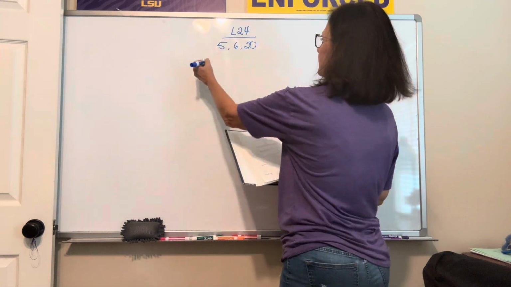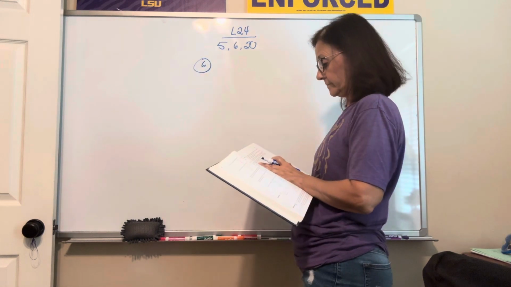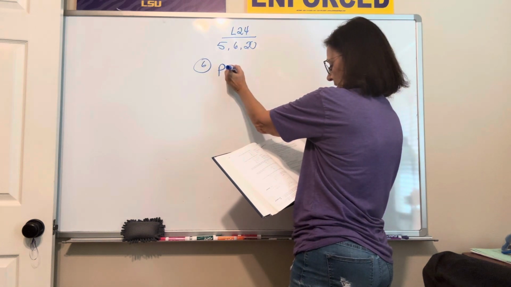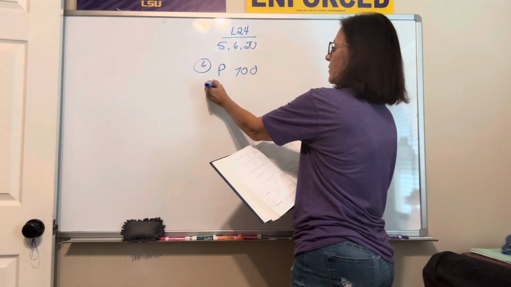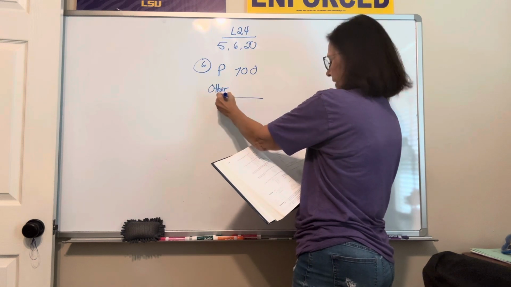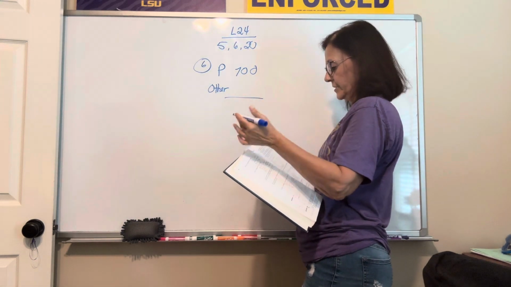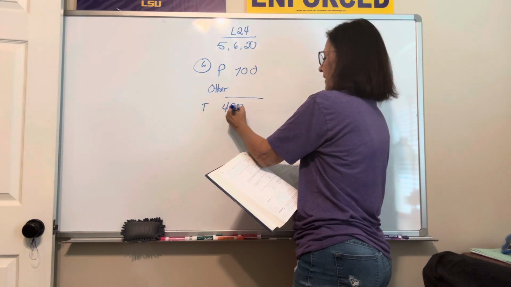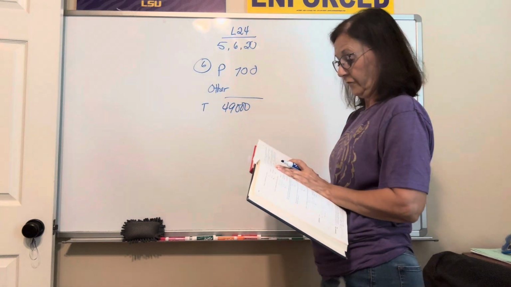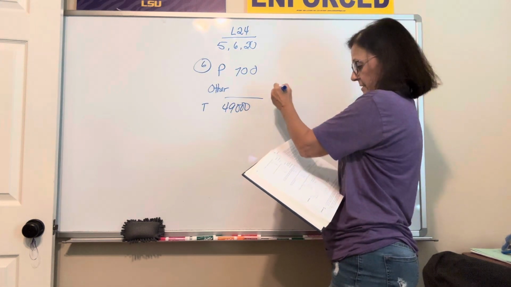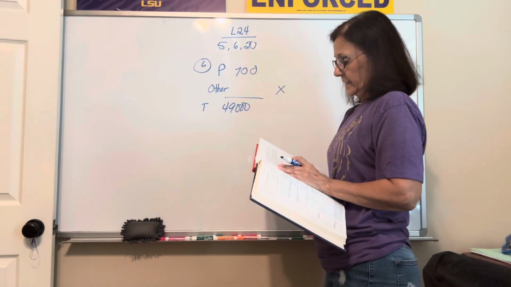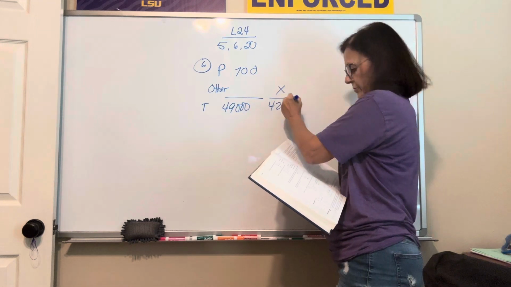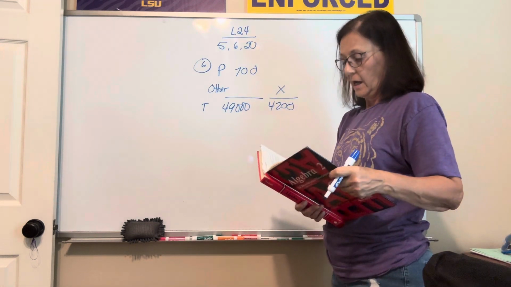All right, this is problem 6. It took 700 kilograms of potassium. Potassium was 700. And remember, this is where we have those other ingredients. We don't know what they are, but it's just other, for a total of 49,000 kilograms of a new fertilizer. How many kilograms of other components did Gerd have to use to make 4,200 kilograms of the new fertilizer?